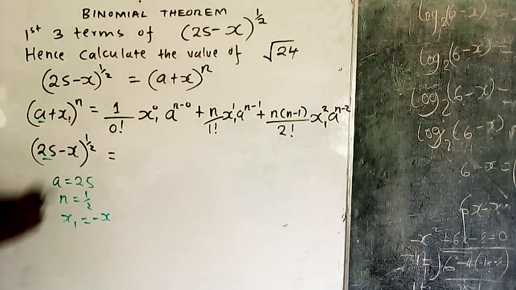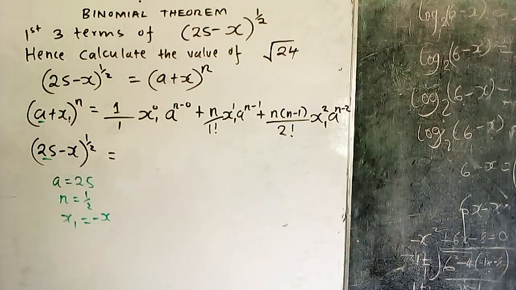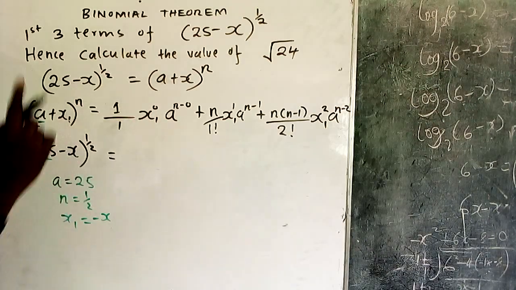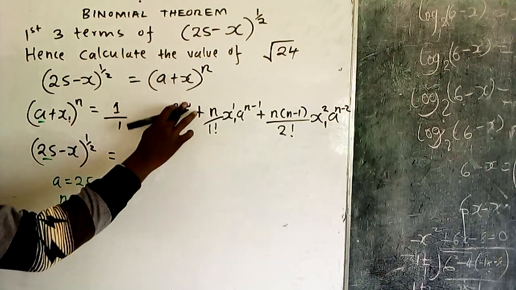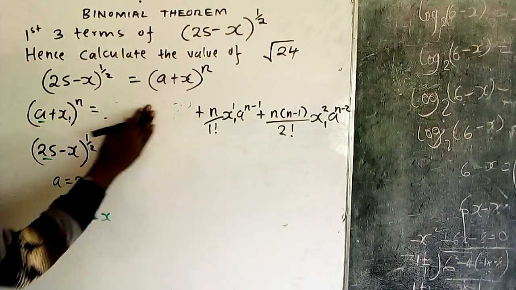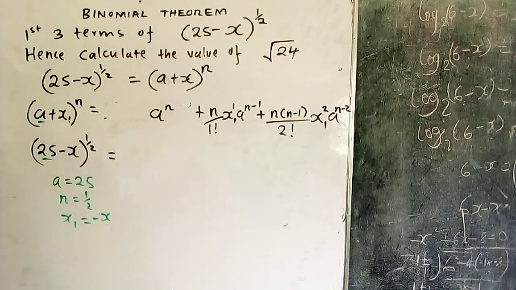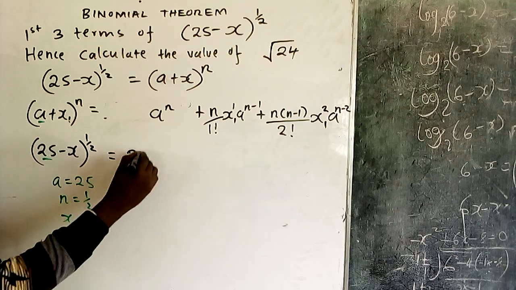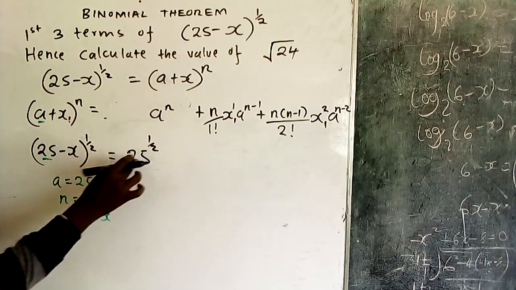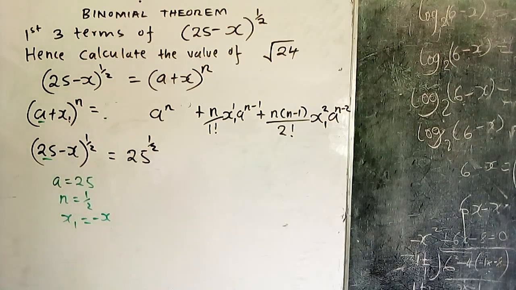Now if you look at this formula, 0 factorial is 1, anything raised to power 0 is 1, so the whole of this term simply remains, then n minus 0 is just n. So here 1 times a raised to power n, meaning this first term will just remain with a raised to power n. Are we together? So can we now start substituting? The first one is a raised to power n, meaning it is 25 raised to power half. A is 25, n is a half. Yes. Are we together?